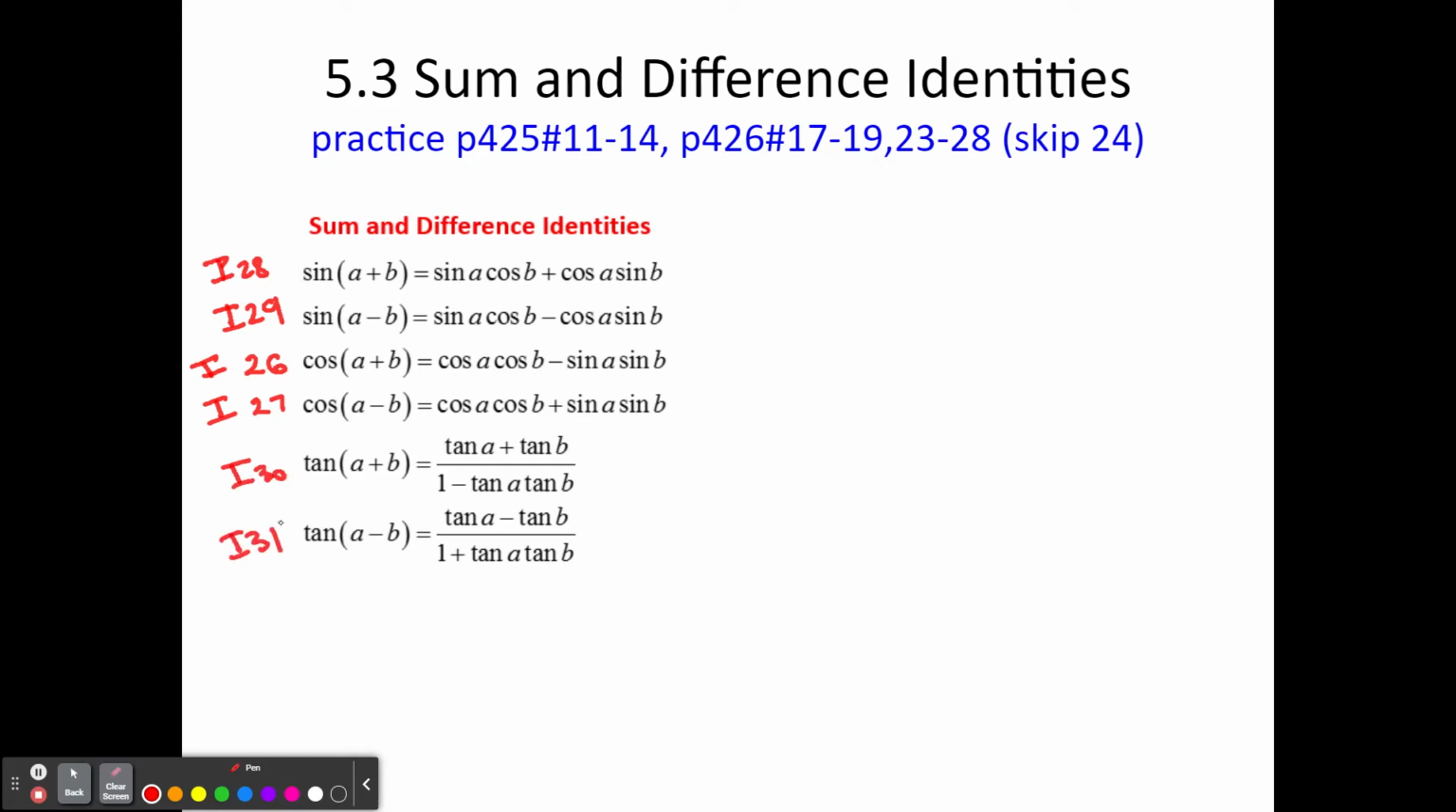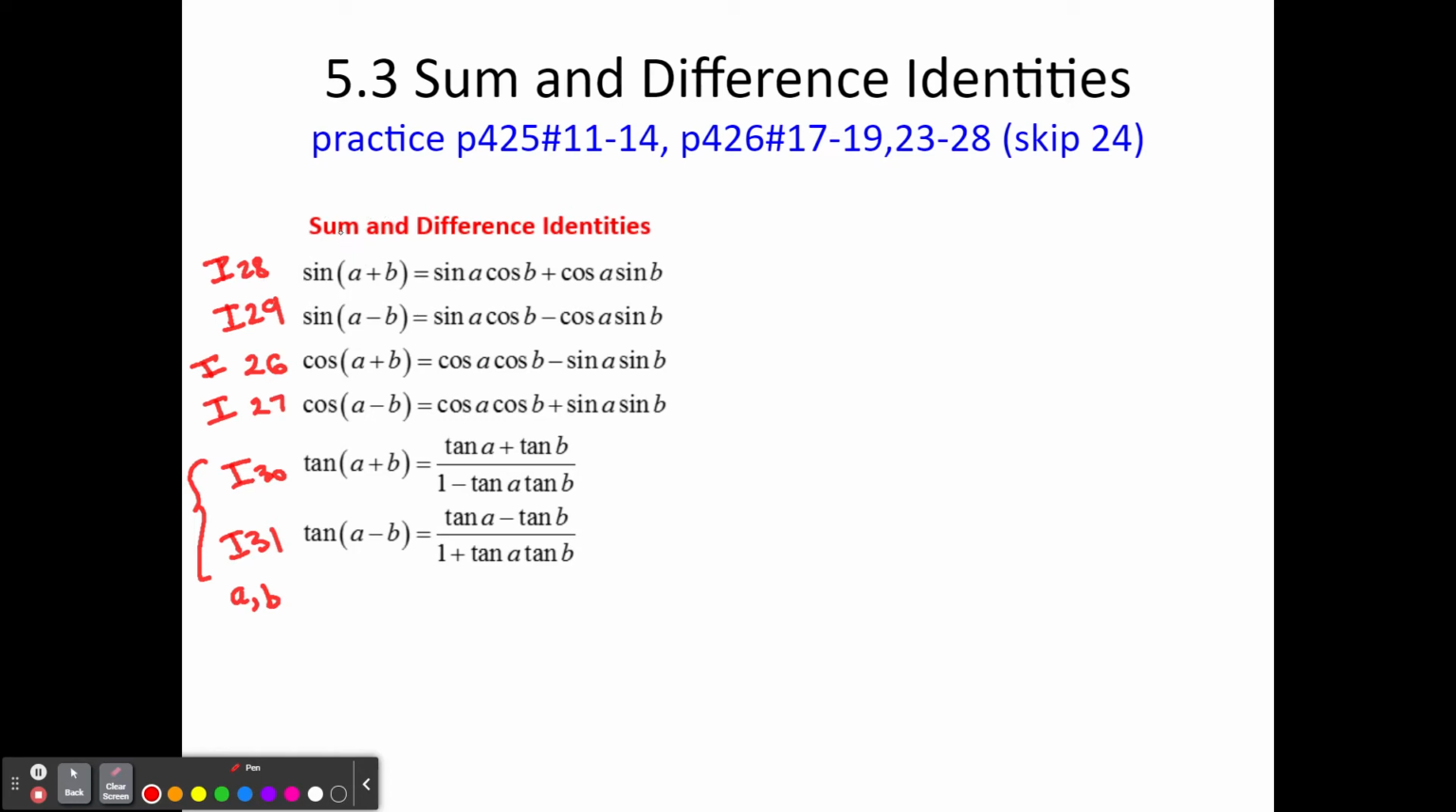Notice that in your personalized identity sheet, you see 30A and B, 31A and B. We will discuss 30, 31, both parts A and B in a separate video. So this video is going to focus on the first four.